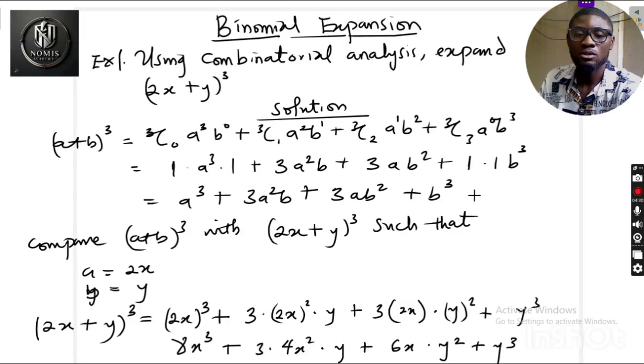So we've just used this answer we got from combinatorial analysis to expand (a + b), to expand (2x + y) raised to power of 3. So this must be done when a question asks you, using combinatorial analysis, expand it. This combinatorial analysis must be done to get what you want, to expand the given binomial expressions.